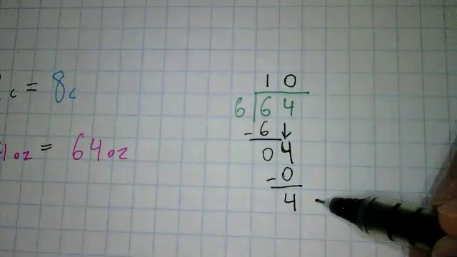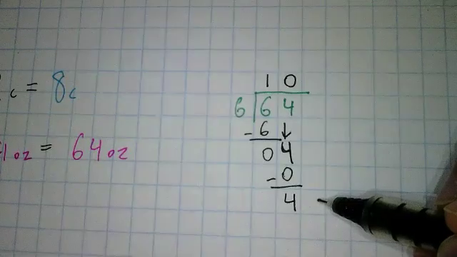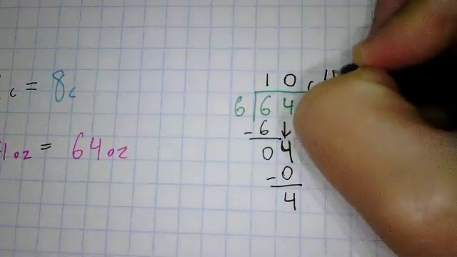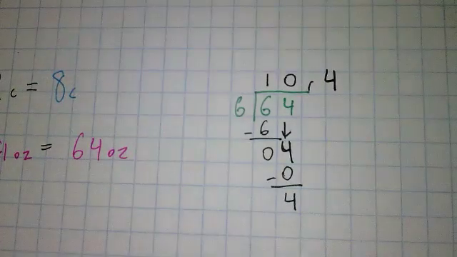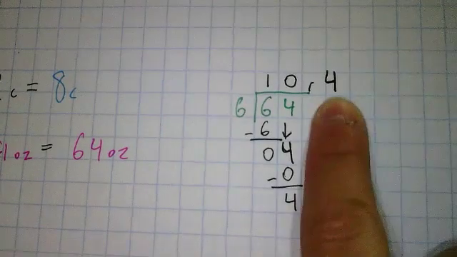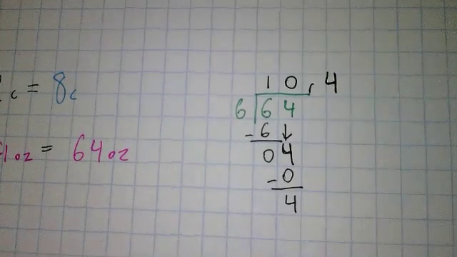Do I have anything else to bring down? No, so what does 4 become here? Remainder. 4 becomes my remainder. So how many full cups can I fill? 10. I can fill up 10 full cups because my remainder is not a full cup. That would be 4/6 of a cup, right?